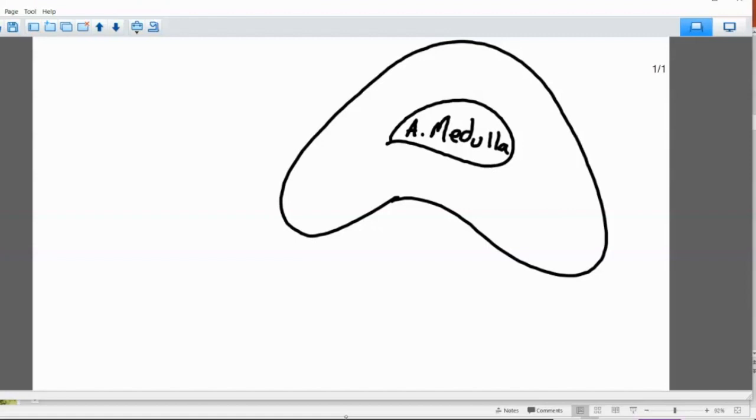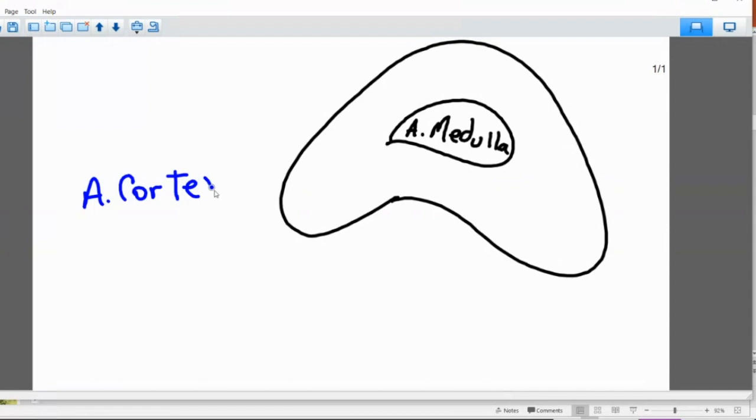So before I mark this up, here's what I would like you to do. Top of page 2. I want you to see already how many parts do I need to show you of the cortex? Three. Do you guys see that? Zona glomerulosa, zona fasciculata, zona reticularis. I'm sorry, they have terrible names, but those are their names. I didn't create them. There are three zones, or I could say three regions of the adrenal cortex.